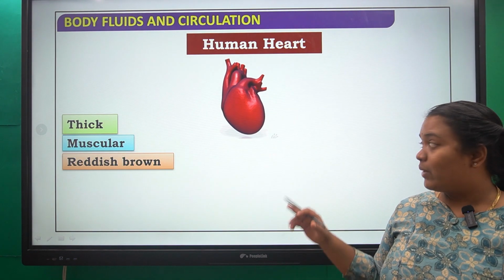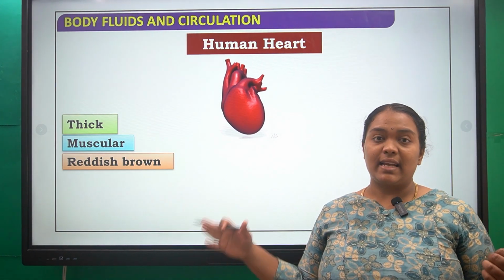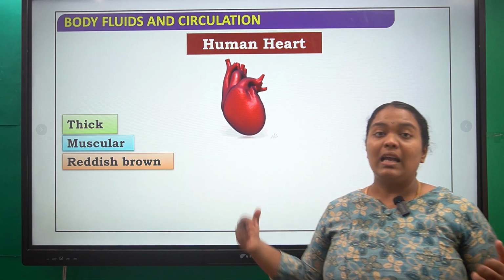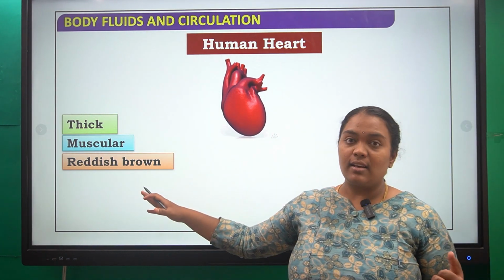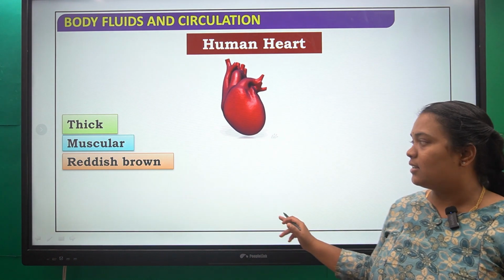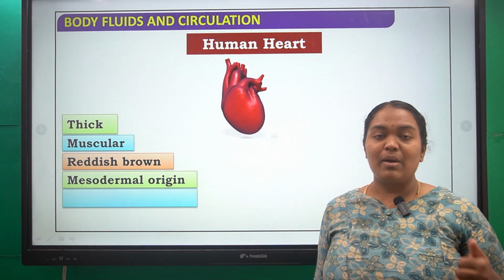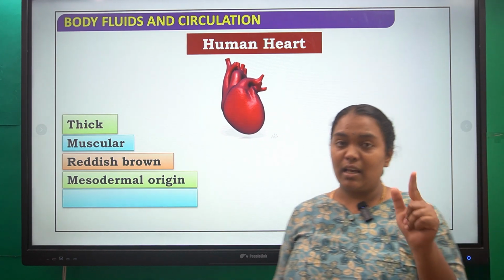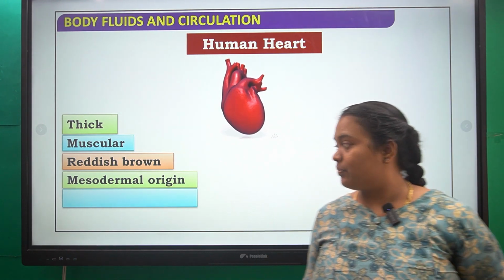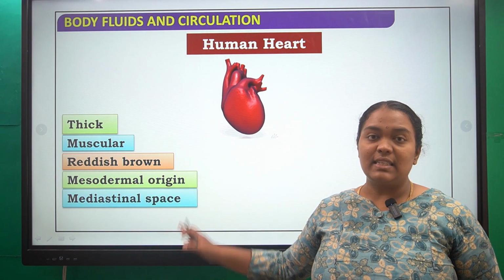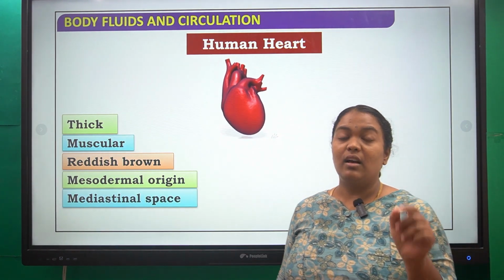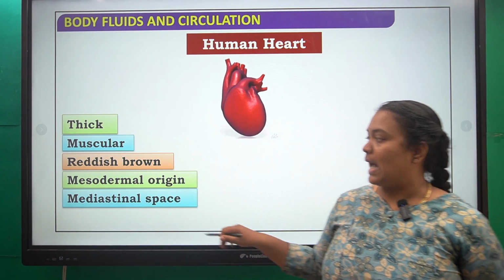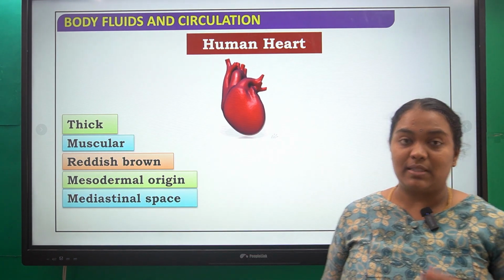When you observe the heart when dissecting the body, it appears reddish brown because there is a high supply of blood, which gives the red color, and muscles are brownish in color. And always remember, the heart is mesodermal in origin, meaning the organ heart is formed from the mesodermal layer only. So you can easily say only organisms which have the third layer, that is mesoderm, have the heart. And it is present in the mediastinal space.